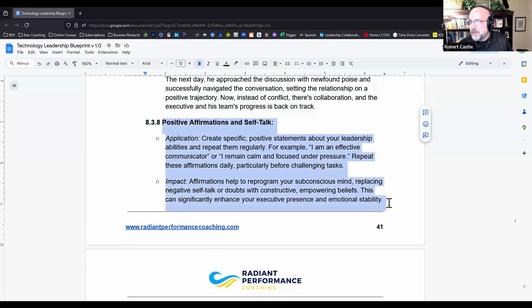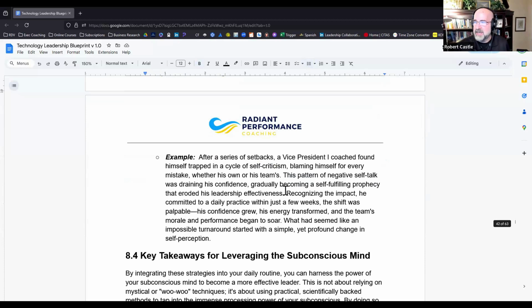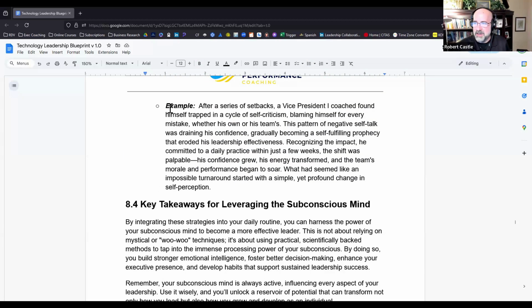Create specific positive statements about your leadership abilities and repeat them regularly. For example, "I'm an effective communicator," or "I remain calm and focused under pressure," and repeat these daily, particularly before challenging tasks. Affirmations help to reprogram your subconscious mind, replacing negative self-talk or doubts with constructive, empowering beliefs. And this can significantly enhance your executive presence and emotional stability.